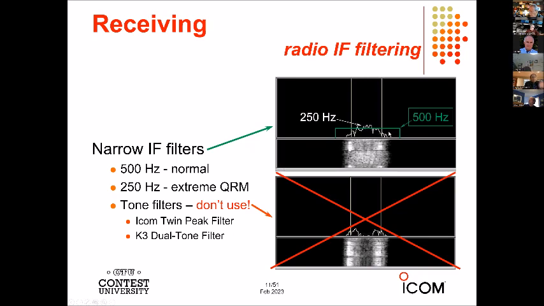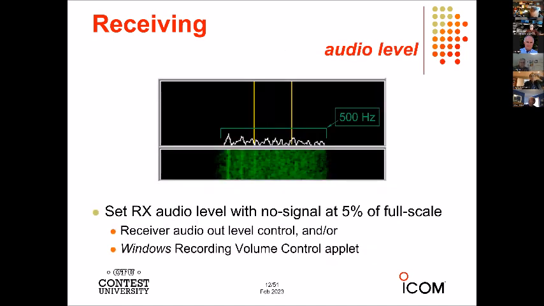So don't use twin peak filters or dual tone filters. Turn those off and use a 500 hertz filter in the receiver. So here's what it would look like with a 500 hertz filter with just band noise, and that's what the decoders want to see.